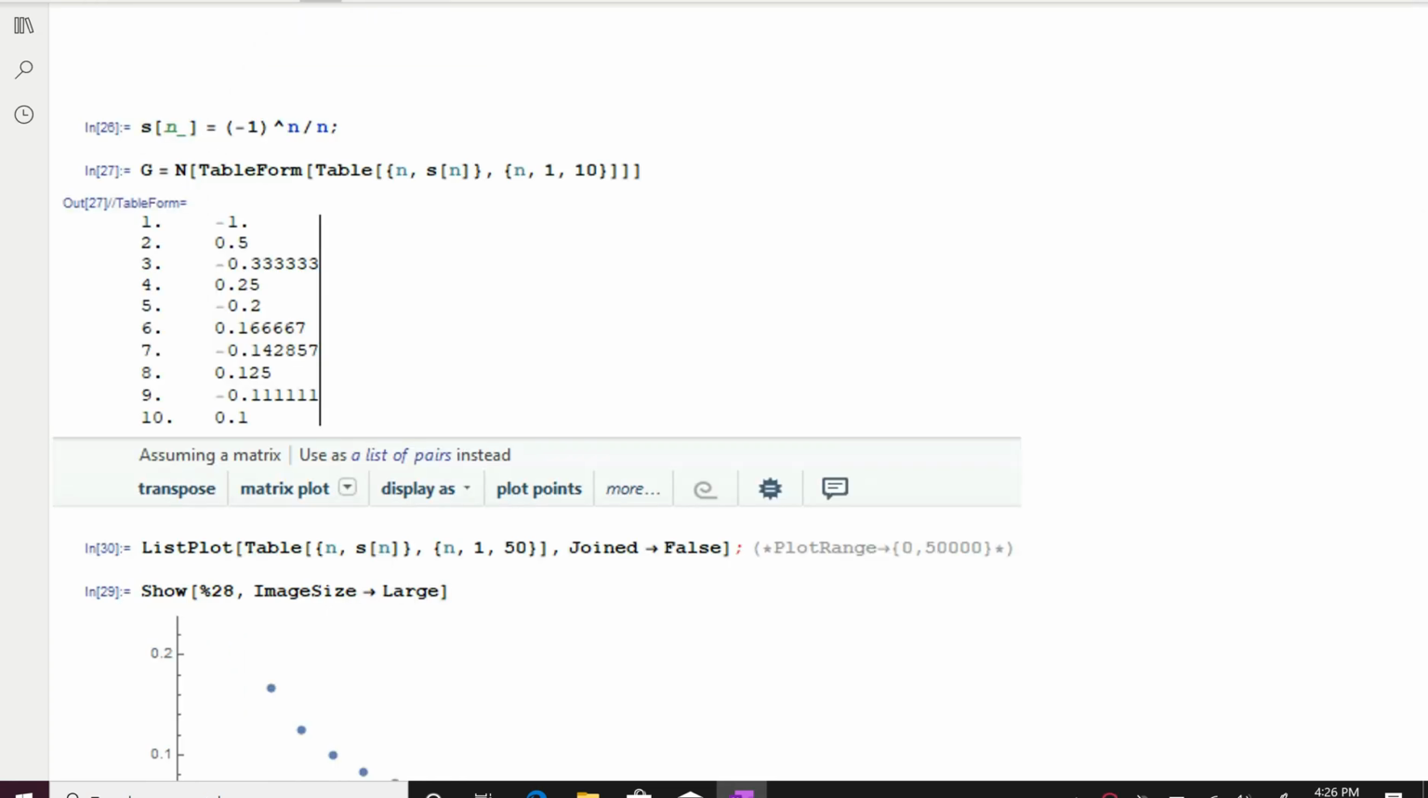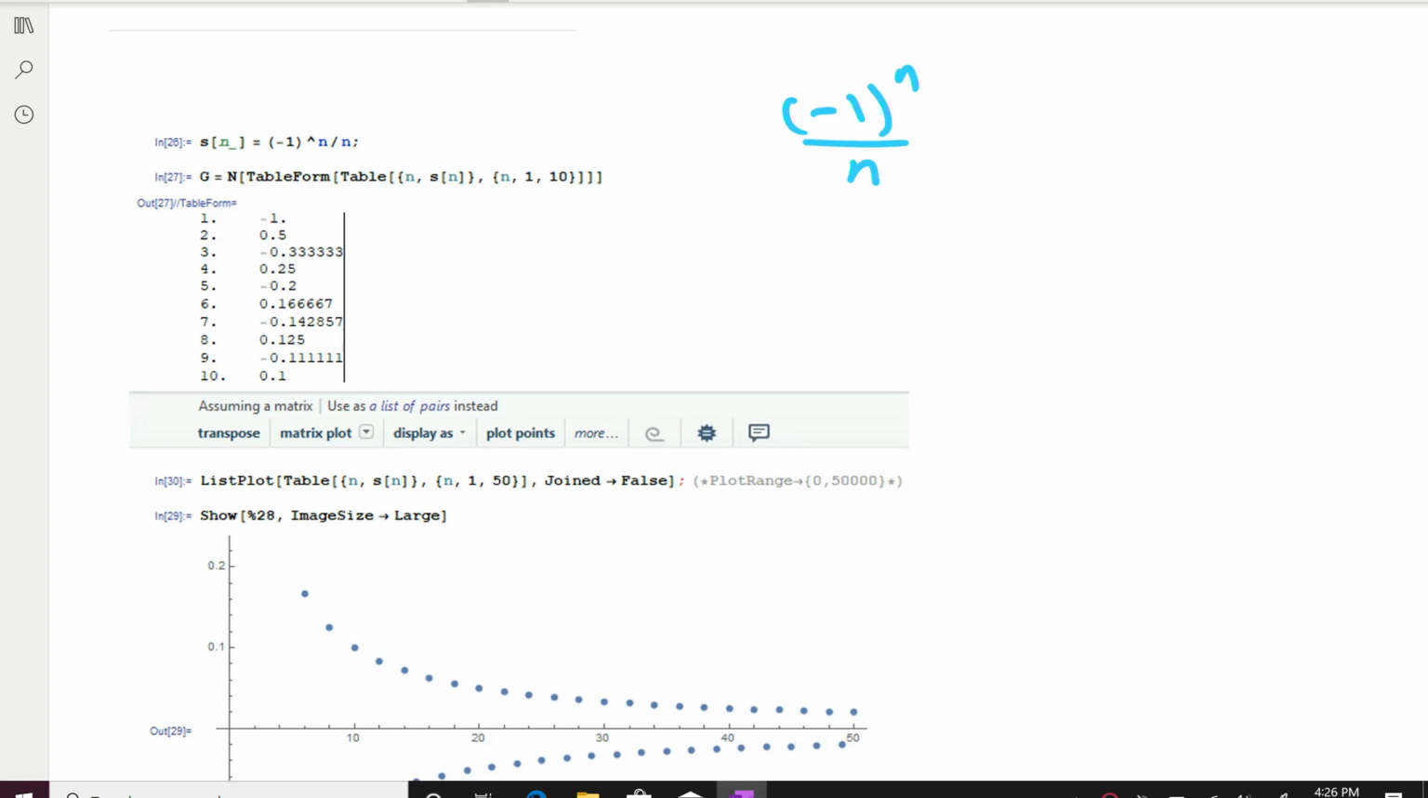So my example for the oscillating sequence is -1 to the n over n. Now why do I say that this sequence is oscillating? Because let's try to write several terms of this sequence. When n is equal to 1, it's -1, right?